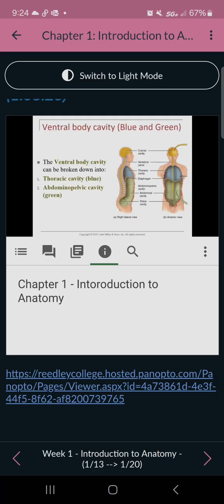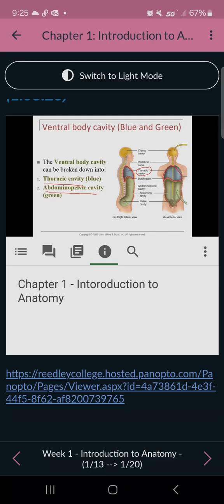As for the ventral body cavity, we can see it in blue and green. The ventral cavity can be broken into the thoracic cavity, which is going to be the blue part, and then also the abdominopelvic cavity, which is the green. The major body cavities of the trunk are the thoracic and the abdominopelvic cavities. The thoracic cavity, this is the thoracic cavity. It's going to be this blue here.